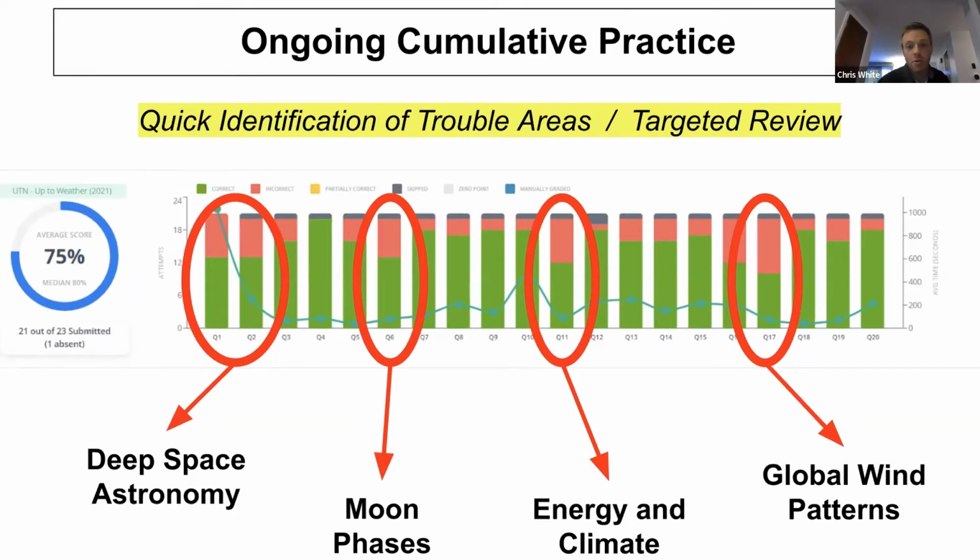I can see some trouble areas on the content that we've been learning since the beginning of the year. Question 1 or 2 dealt with deep space astronomy, for example. Question 6 was moon phases. Question 11, energy and climate. And question 17 was global wind patterns. So this is several units worth of information.